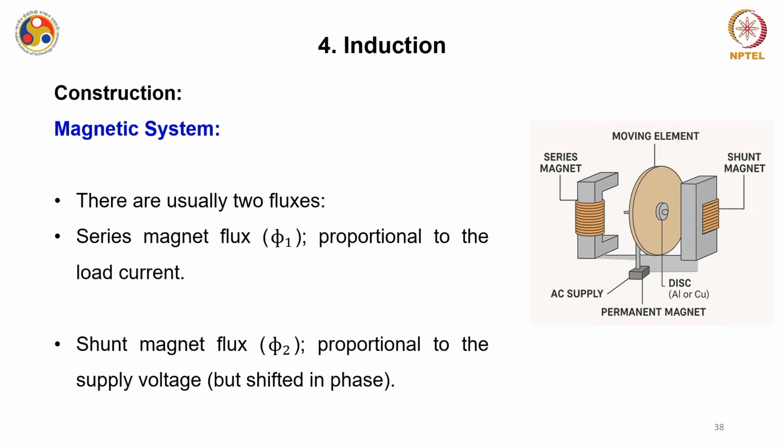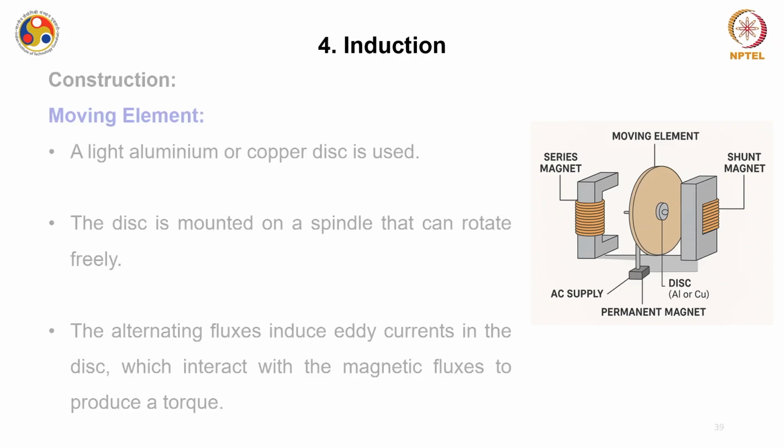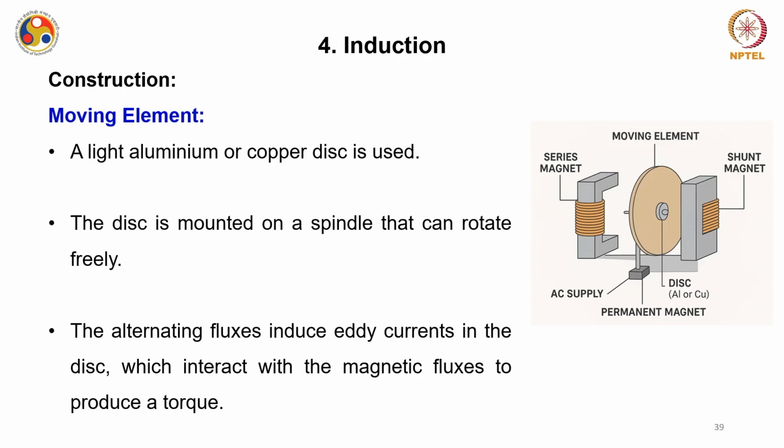Now these two fluxes, say phi 1 and phi 2, which are basically the series magnetic flux and shunt magnetic flux, are proportional to the load current and proportional to the supply voltage respectively. But of course, the shunt magnetic flux, which is proportional to the supply voltage, will be shifted in phase. The moving element is basically a light aluminum or a copper disc. The disc is again mounted on a spindle which can rotate.